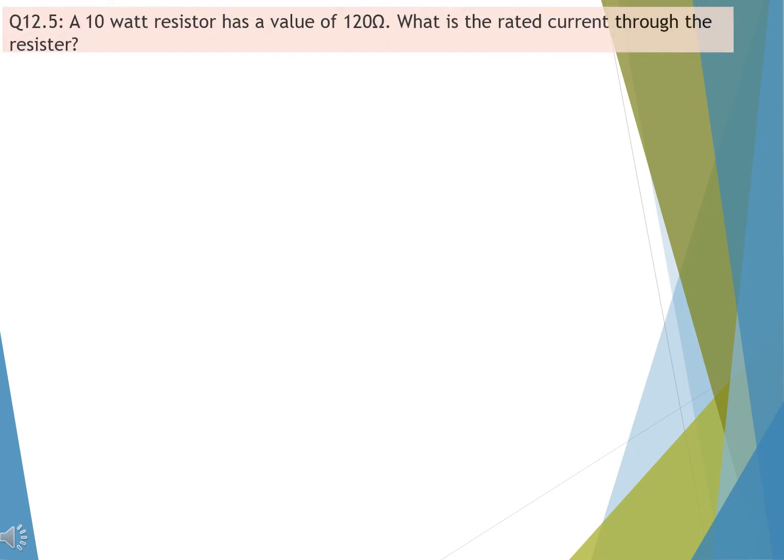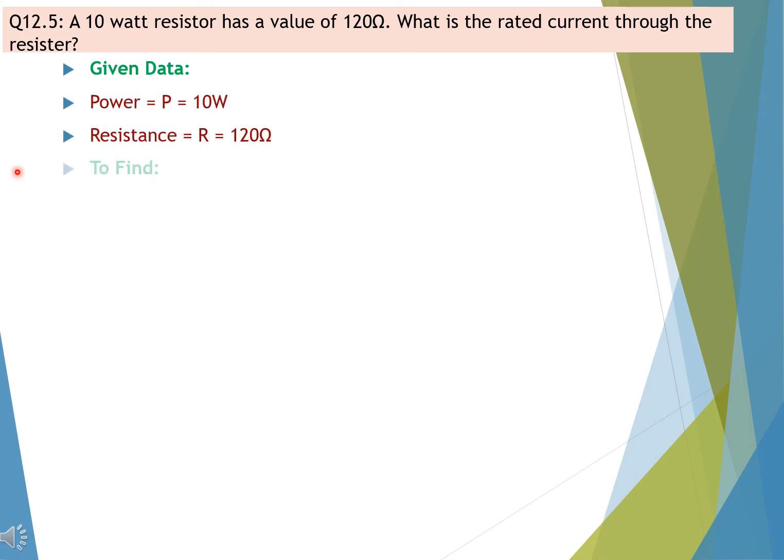Question. A 10 watt resistor has a value of 120 ohm. What is the rated current through the resistor? Power is given, that is 10 watt. Resistor is given, that is 120 ohm. We need to calculate current I.